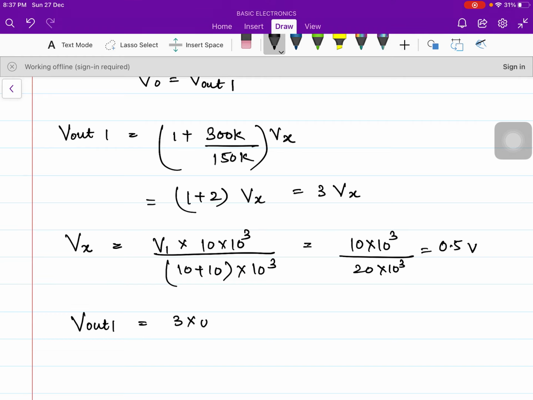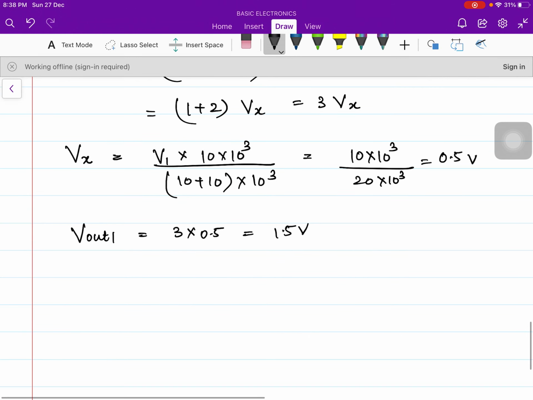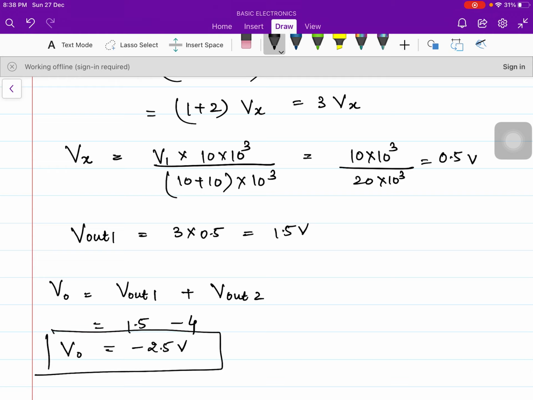Now V out 1 will be 3 into 0.5, that is 1.5 volt. And what is the total output? Superposition principle says add both of them, so it will be 1.5 minus 4, that is minus 2.5 volt. So this is how we calculate the output voltages for various circuits. I hope it is understood by all.